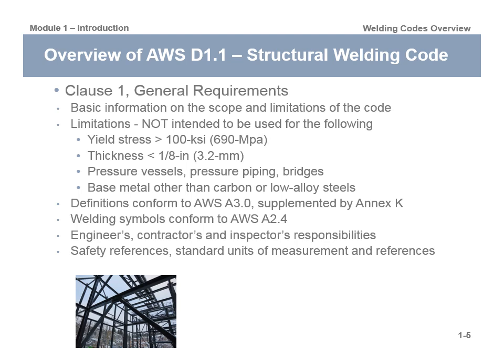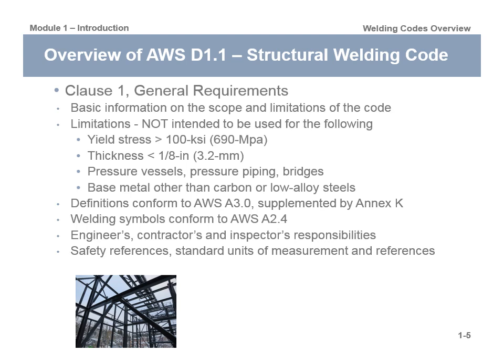Pressure vessels, pressure piping, bridges, not part of this code. Base metals other than carbon or low alloy steels. If you're going to use stainless steel or aluminum or titanium, you can't use this code. The definitions, all the definitions that are referenced in this, they go back to AWS 3.0. It's the book on definitions. All the weld symbols, they all conform to AWS 2.4. AWS has a book on weld symbols.